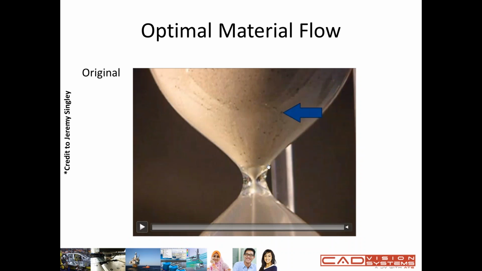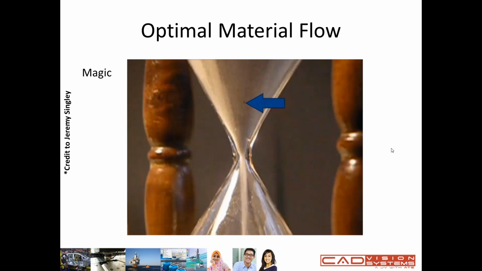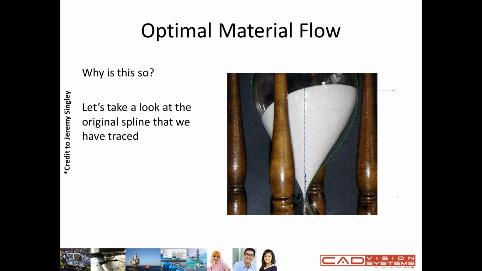As the shape is slightly different, although the overall shape is the same, you can see that the middle part of the hourglass is much bigger. And when it reaches this point at the orifice, it actually slows down. So why is that so?